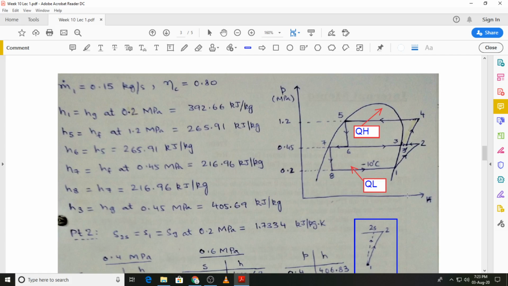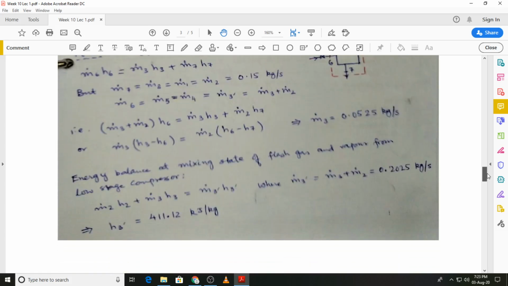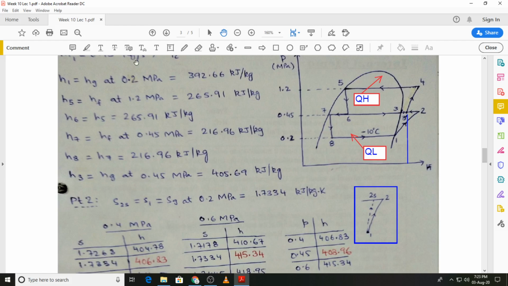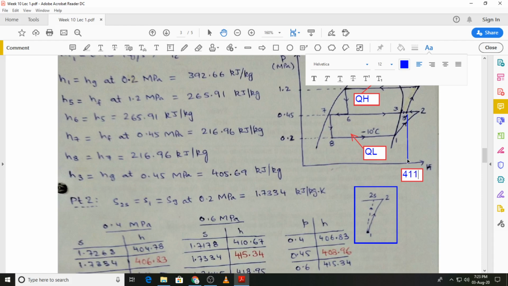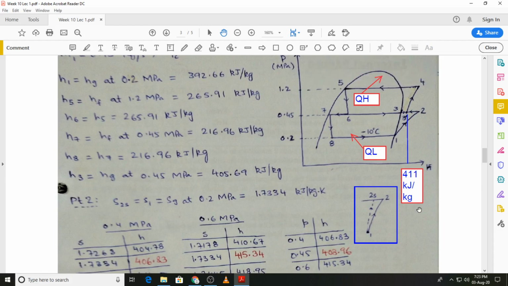So at that particular value we can draw the straight line, and that straight line will then intersect this line 2 3 at a particular point, and that point will be point 3 prime. So this line which I have drawn over here corresponds to that value that we had just found out, that is 411.12 kilojoule per kilogram. So I can again show it over here, that this will be approximately 411 kilojoule, and this is the value that will allow us to locate state point 3 prime on this line 2 3.